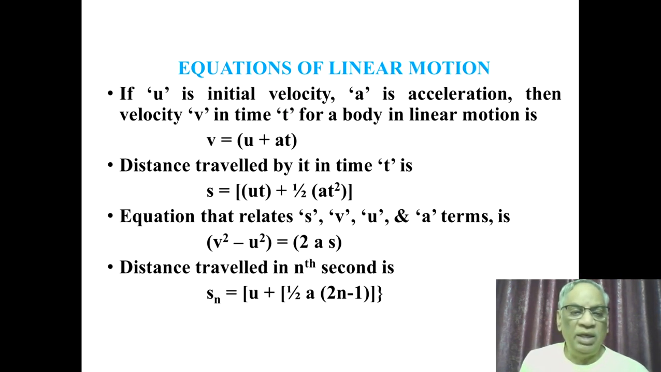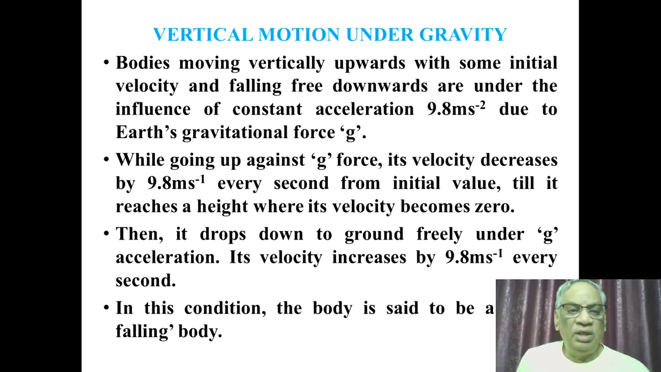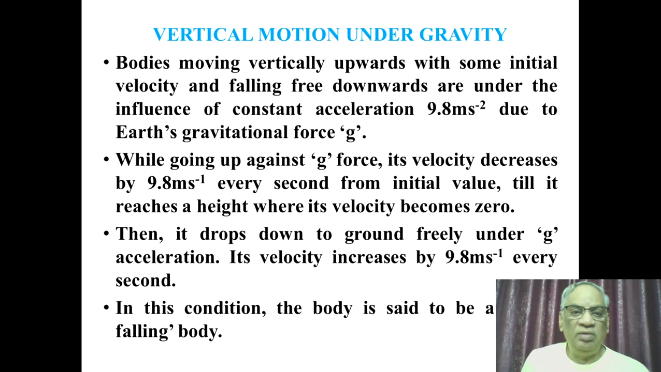And distance travelled in the nth second of travel is Sn is equal to u plus a by 2 into 2n minus 1. So these equations can be conveniently used for studying the vertical motion of bodies under gravity. To understand the vertical motion under gravity, bodies moving vertically upwards with some initial velocity of projection, they rise to some height and then fall freely to the ground under the influence of the g force, that is 9.8 meters per second square, that is the acceleration due to gravitational force of the earth.